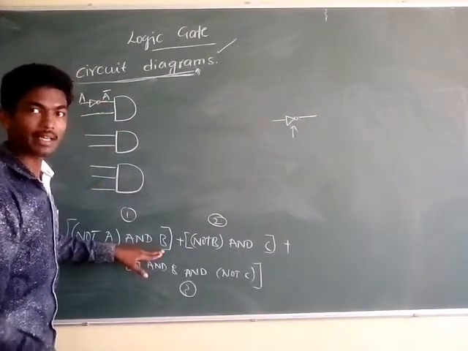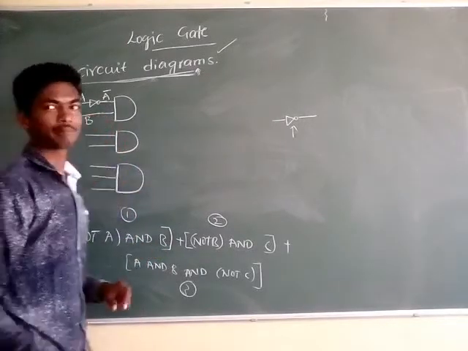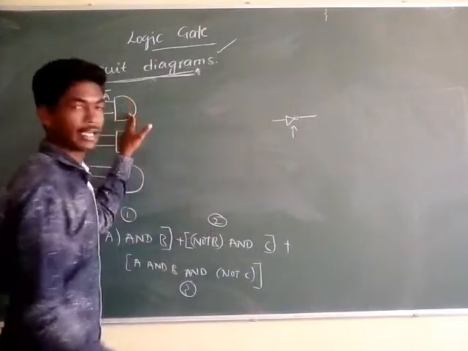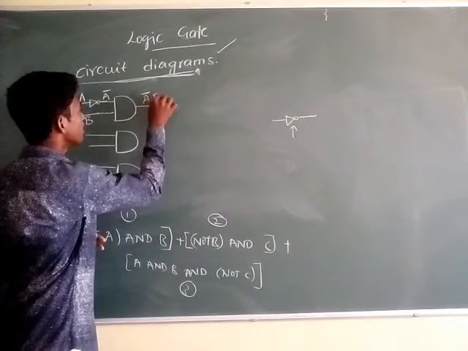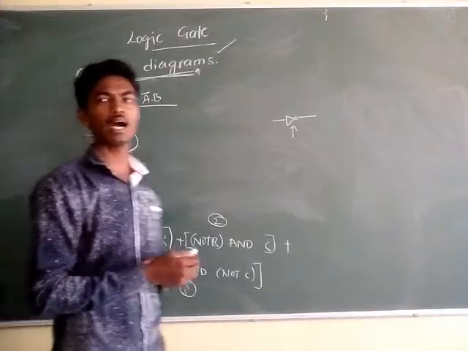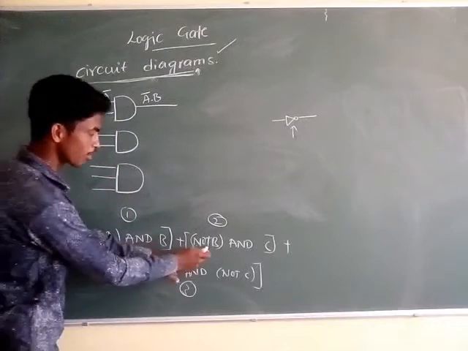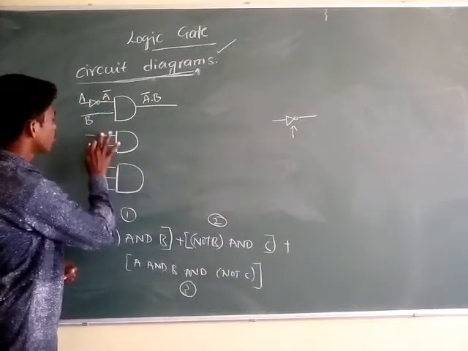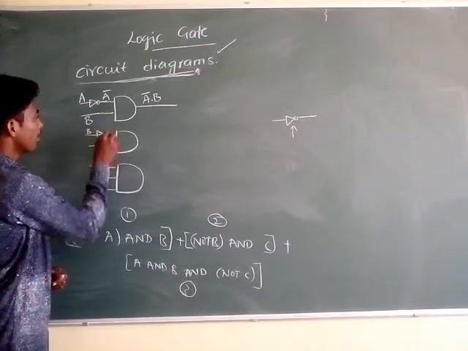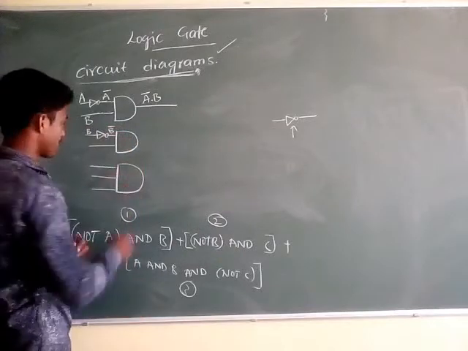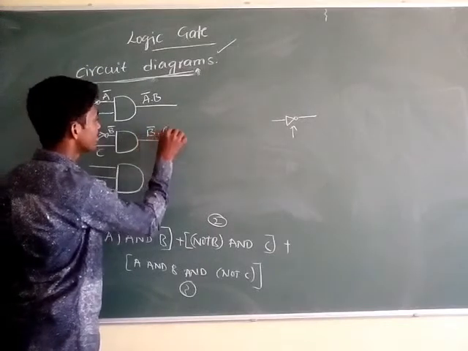Then B is there. There is no need to insert any NOT gate here, so B is directly provided to the AND gate. Okay? The output for this one is A complement into B, the logical multiplication performed by the AND gate. Next one is not B and C. As usual, I will insert a NOT gate here and provide B. B complement happens before the second AND gate. Then I will provide C. So it will be B complement C.